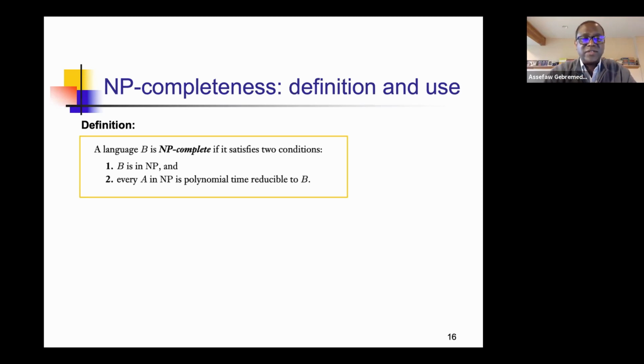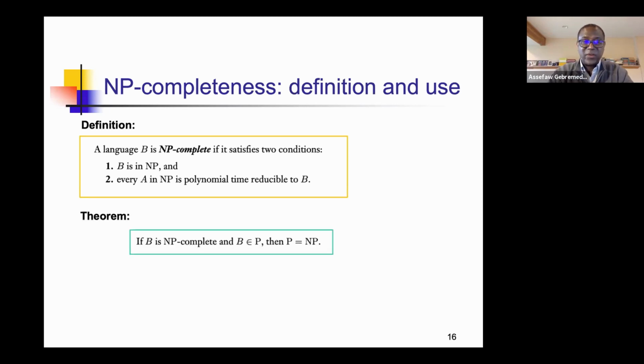The other thing it has to satisfy is that every A in NP is polynomially reducible to it. Then it's why it's called NP-complete. We have that definition.